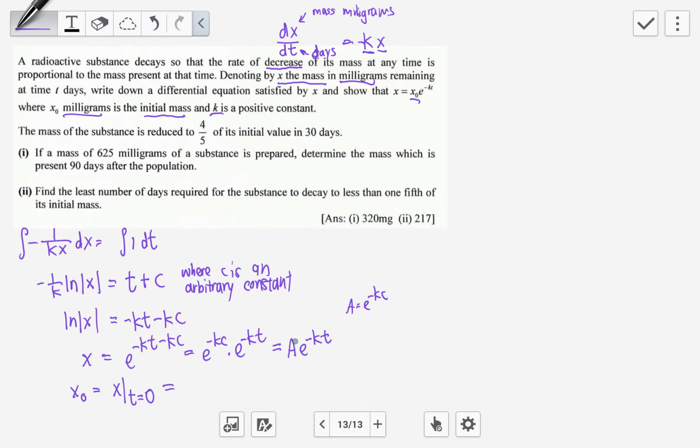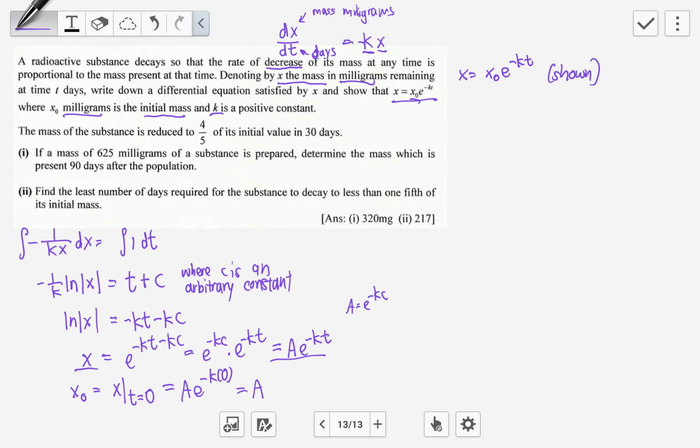So we are trying to solve for a. It's a times e to the power of minus k times 0. Zero times anything is 0, so I have e to the power of 0, which is 1. E to the power of 0 is 1 anyway, so you get a equal to x naught, and when you substitute back, you get the equation x equals x naught e to the minus kt. That's how we get to this, and so shown.